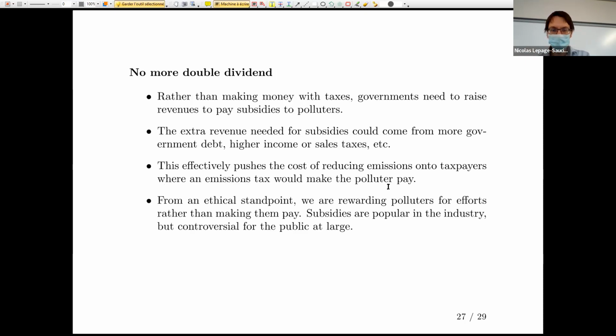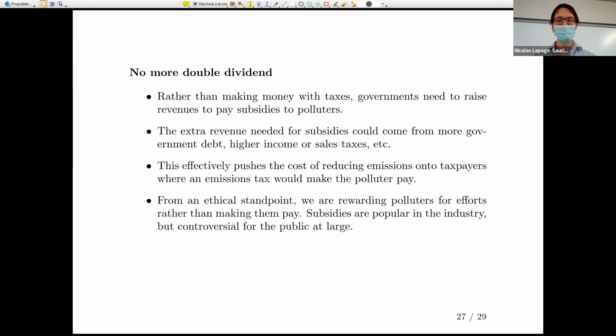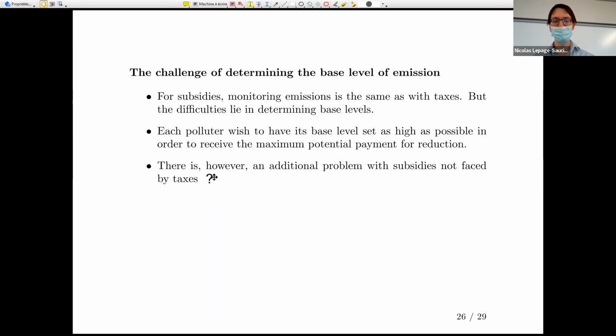There is, however, an additional problem with subsidies not faced by taxes. That's a mystery, what I was about to write there. I don't know. It's the first year I'm writing these slides, so I don't know what I was about to write. Oh yeah, I think it's double dividend.